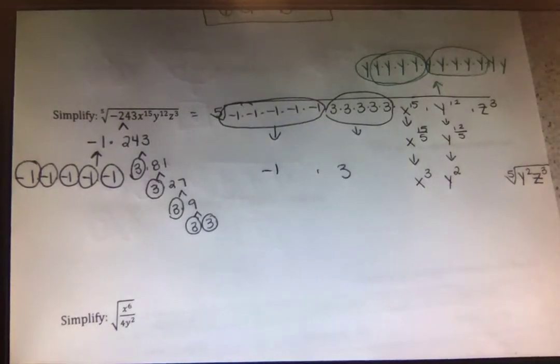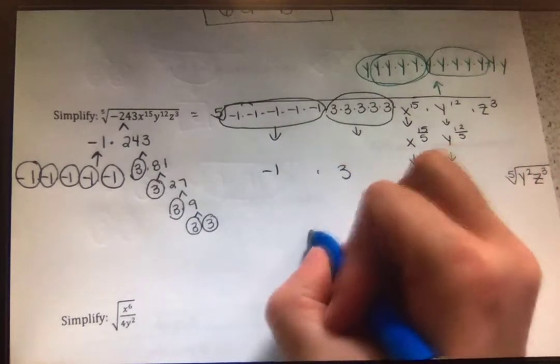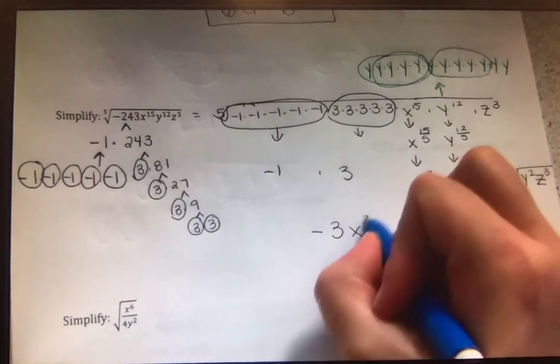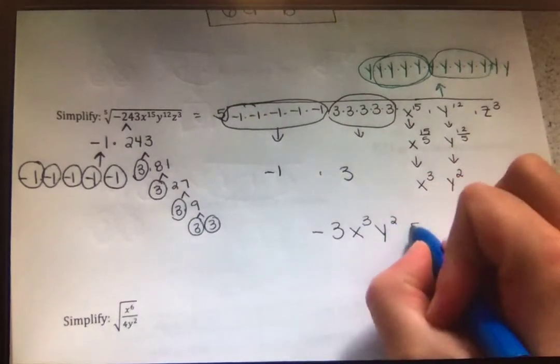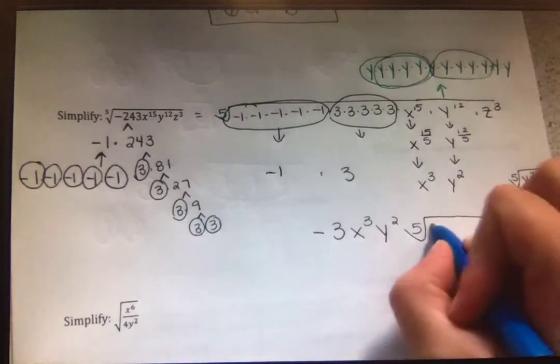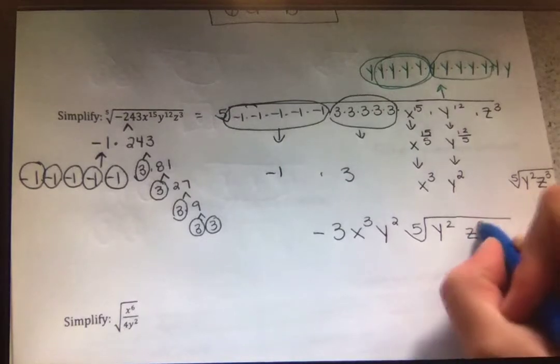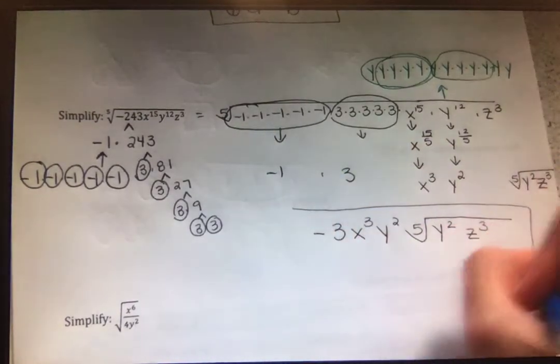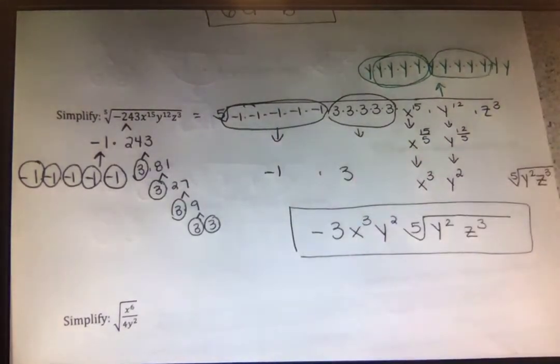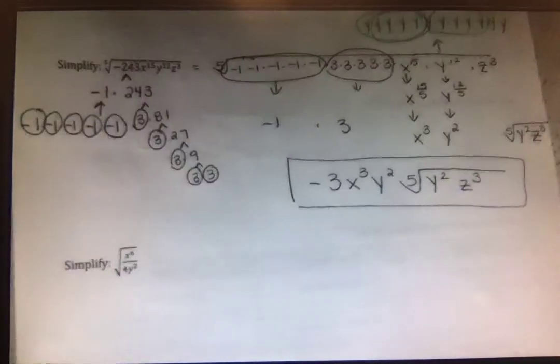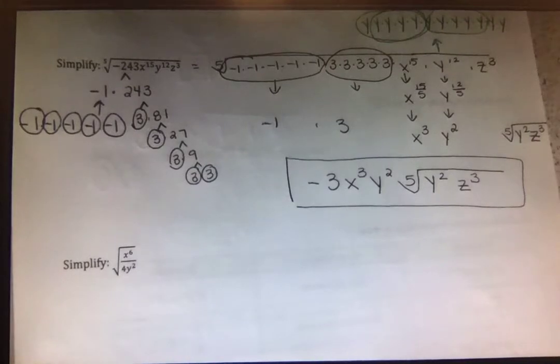So writing it all together, we have negative 1 times 3, which is negative 3, x cubed, y squared coming out of the radical. Left over underneath the radical, we have y squared, z cubed. So because we still have stuff that couldn't come out in a group of 5, they stayed underneath the radical.